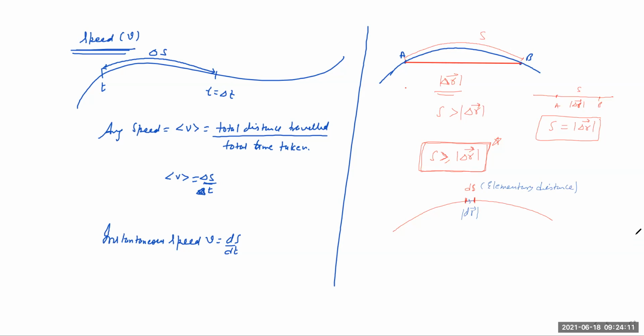So although s is more than or equal to delta r, what we need to realize is that a small distance always equals the modulus of small displacement. So they are always equal. They don't follow inequality, they follow equality. And here we have inequality.